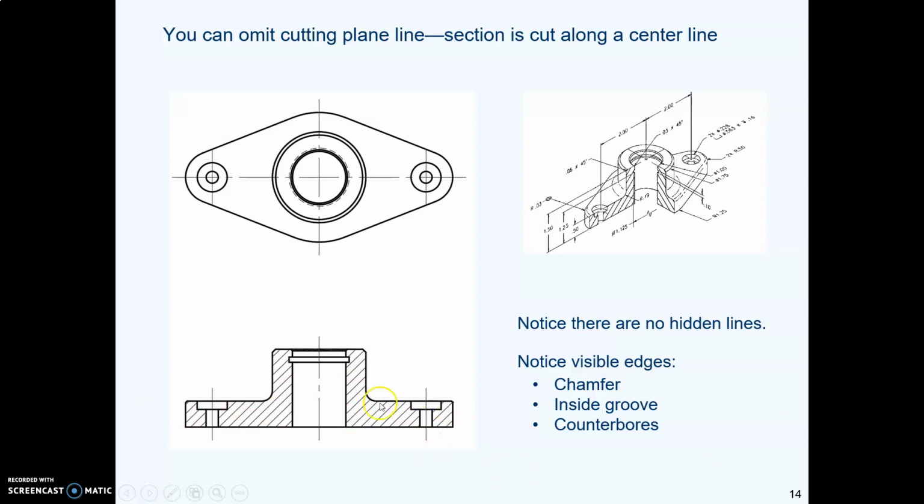Also notice all the visible edges. There's a little chamfer up here at the start of the hole, and so there's a visible edge there. There's a groove cut in here, maybe for an oil ring or something, or a snap ring. So there are edges there. And then there are 2 counterbored holes, and they have visible edges. In the next video, we'll go over to AutoCAD and look at some tips for drawing this thing.